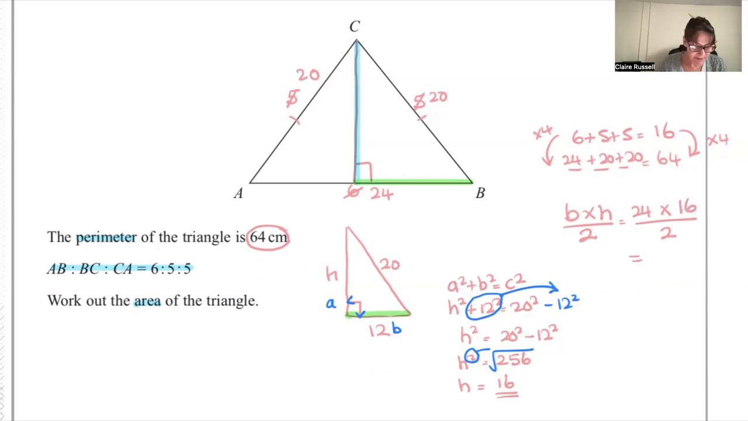24 times 16 divided by 2 is 192. And of course, it's area, so centimetres squared. Job done. I really hope it went well for you. If you did get stuck along the way, I hope the video solution has been useful.